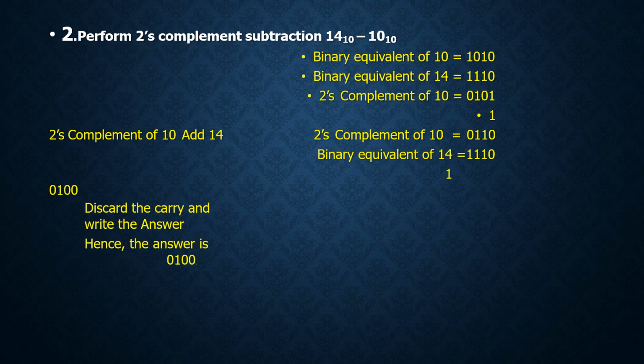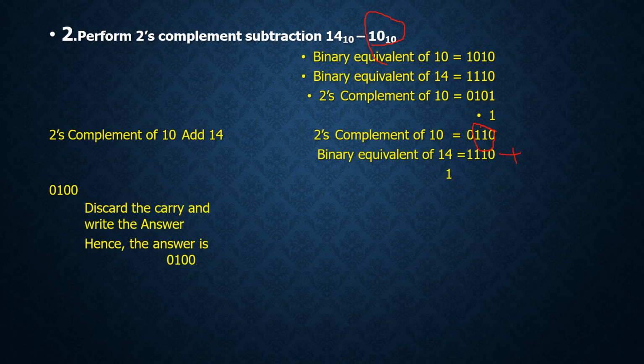Perform 2's complement subtraction: 14 minus 10. That was 10 minus 14; this is 14 minus 10. Both are decimal numbers, so you take the binary equivalent of 10 first, then the binary equivalent of 14. You do the 2's complement for 10. The 1's complement is 0 1 0 1, then you add 1 again, and that is the 2's complement of 10.